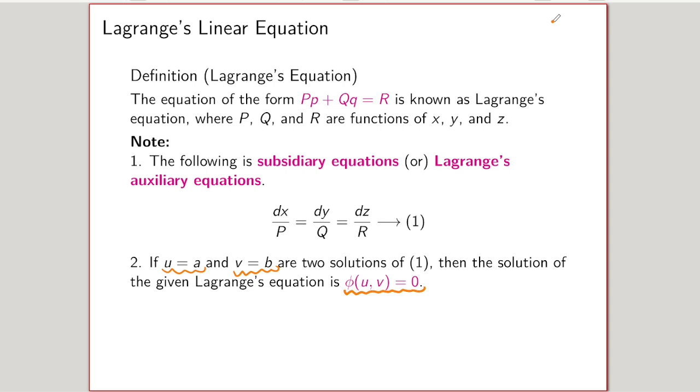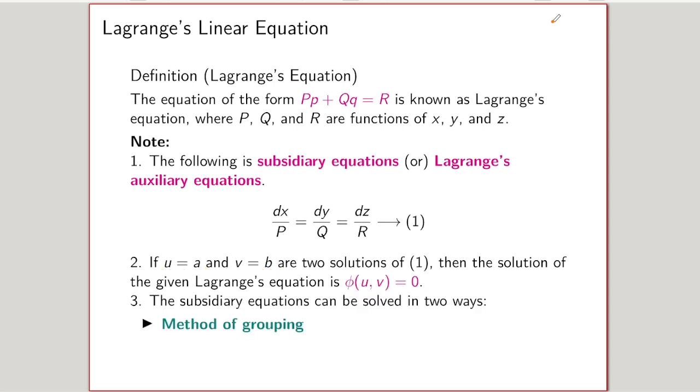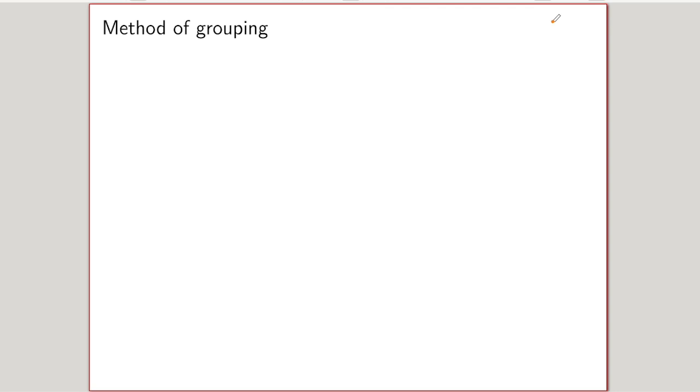Now there are two methods to find these solutions for the subsidiary equation. The first method is the method of grouping and the next one is the method of multipliers. First, let us see what is meant by the method of grouping.